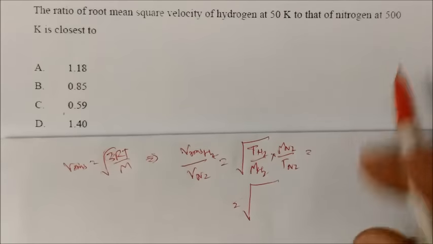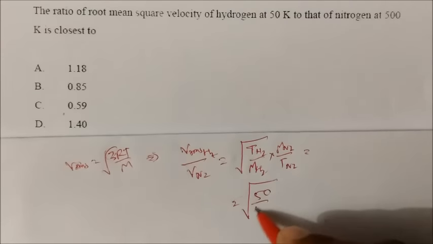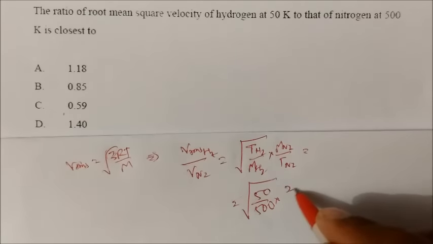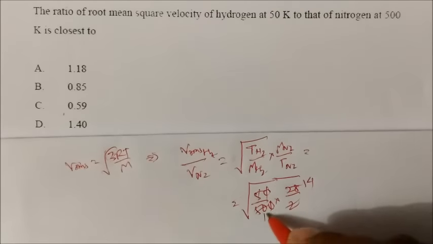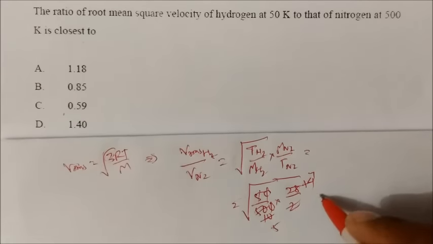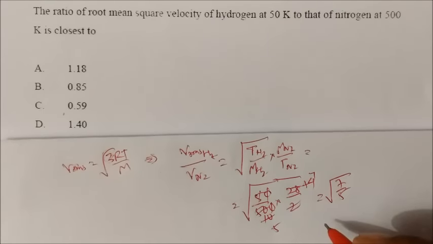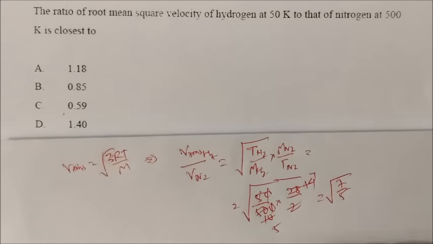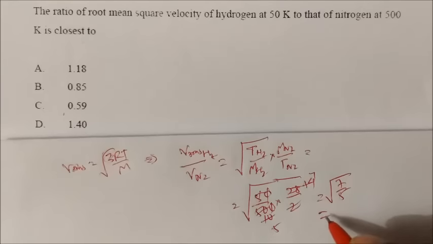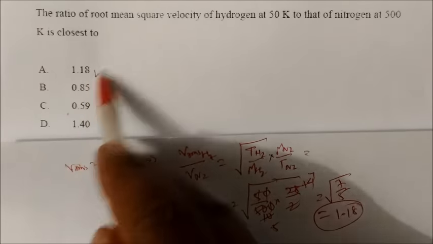So for hydrogen it is 50 by 500, we can write. So 50 by 500 and molar mass of nitrogen is 28 by 2. On solving, this becomes 14, this is cancelled, this becomes 10, and this is 7, and this is 5. So 7 by 5. It's the square root of 7 by 5. If you solve it, you will get the answer, which is nothing but 1.18. So in this case, our answer is correct.